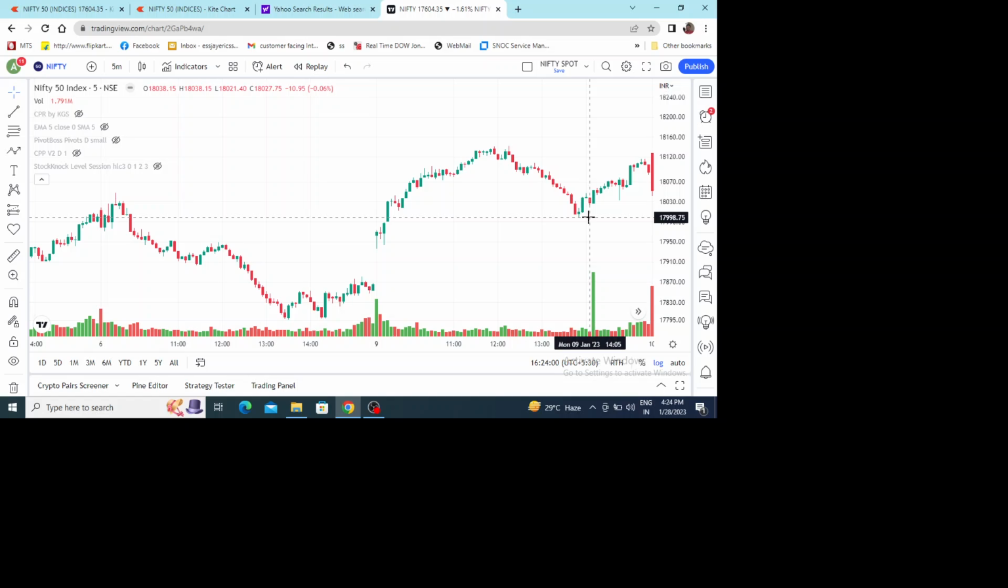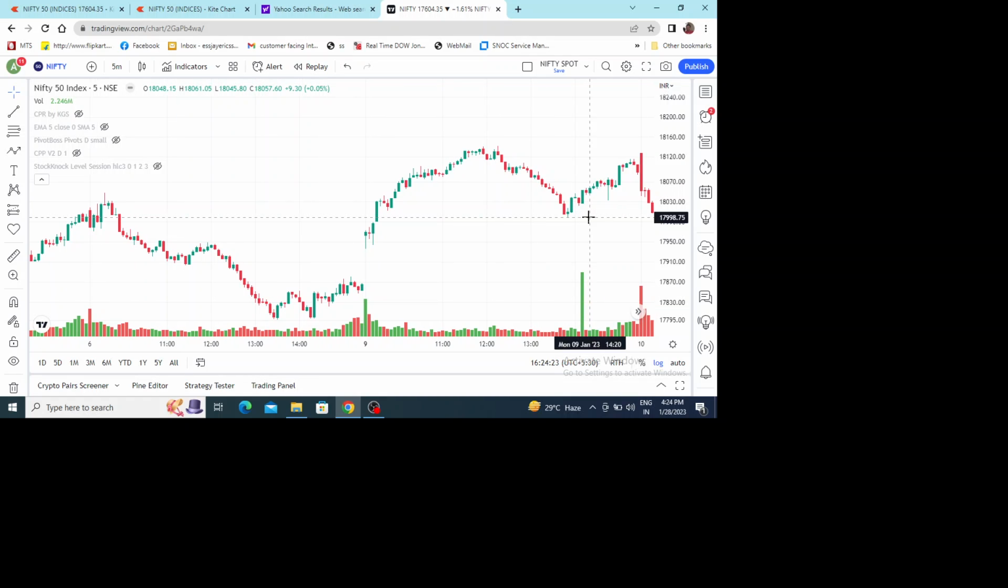If the market goes below this swing low, then we need to look for a short trade, because if the swing low is broken, it means that whatever our view was, it has been negated. The market has not acted as per our view. Okay, so we need to take that contra call as per our view.